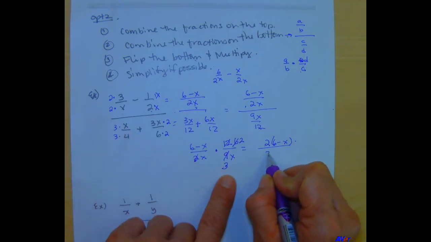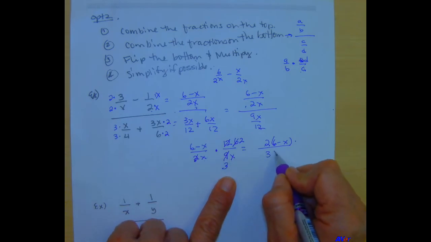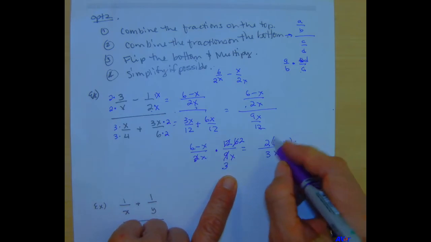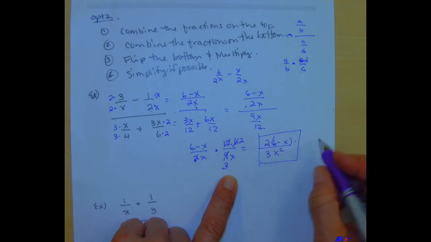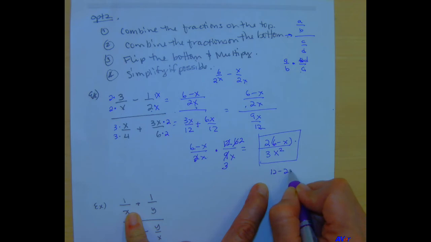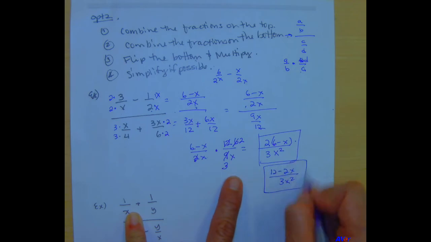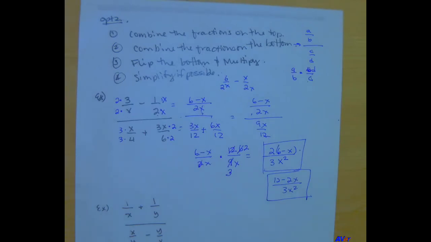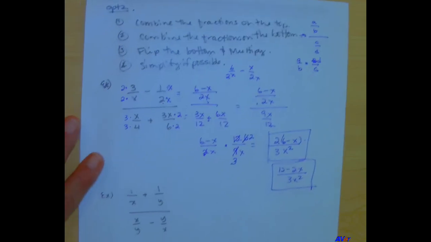And then I've got a 3 left here and an x times an x. And x times x is x squared. So this is a great answer, or you could distribute that 2 in the top to get 12 minus 2x over 3x squared. Now, do not go any farther. There's nothing else you can do. Nothing can be canceled. You can't combine anything else because nobody else is like, so you have to stop there.